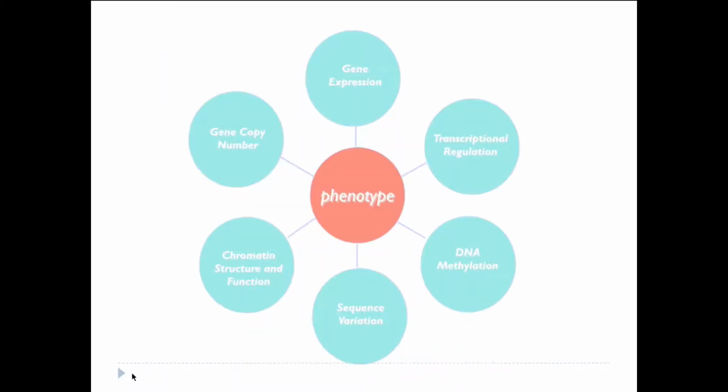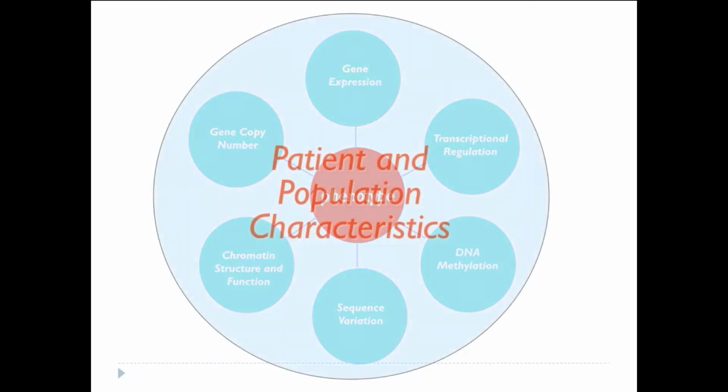So just to make it really clear, we have gene expression, gene copy number, chromatin structure and function, sequence variation, DNA methylation, transcriptional regulation. You guys are going to talk about many of these things here, right? These all lead to a phenotype. And it's really when we put all the pieces together that we can begin to understand the phenotype. And of course, if people are working with human data, we have on top of the data that we're measuring, and Naomi just gave some great examples, we have to look at patient and population characteristics as well. Otherwise, we can make wrong assumptions.